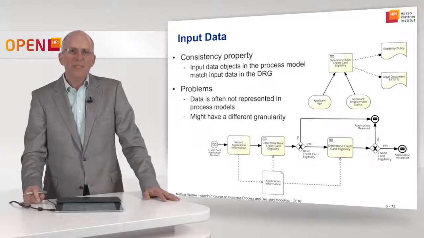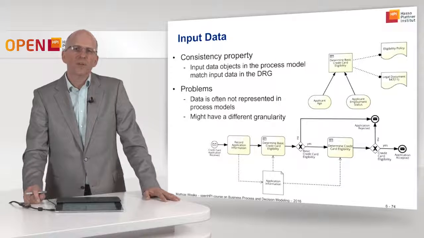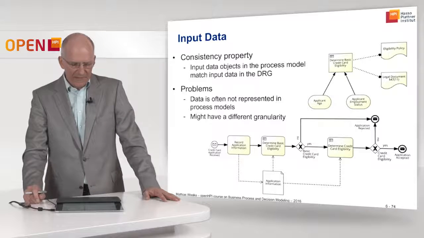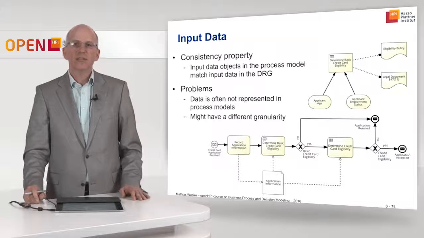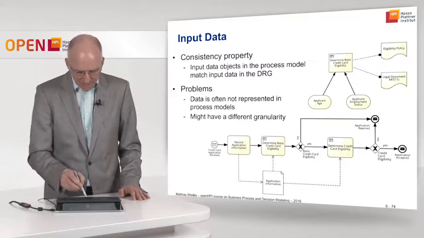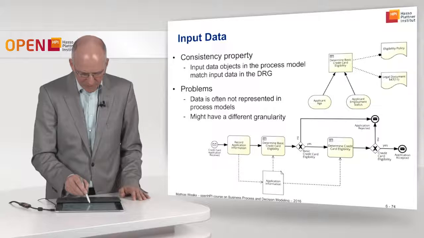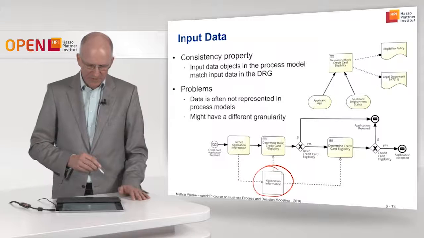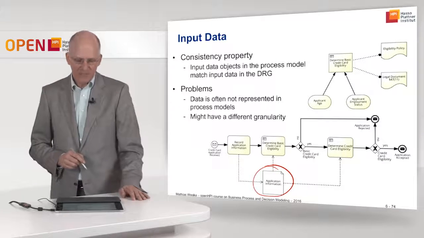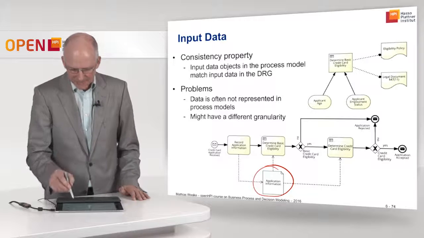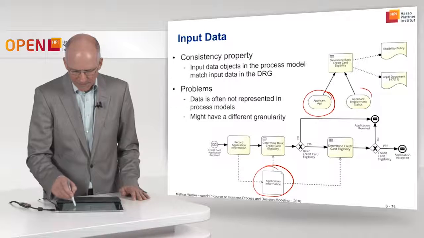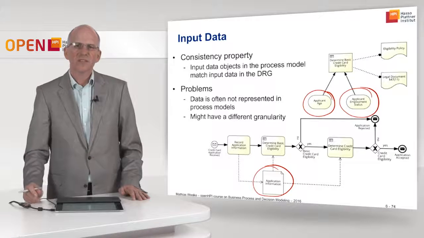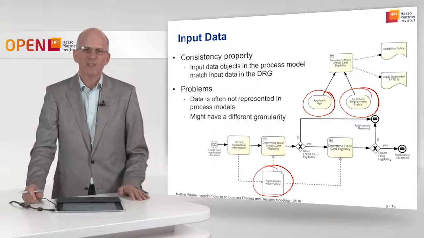If we look at input data, things are a bit more complex. The consistency property here is that input data objects in the process model need to match input data in the decision requirements diagram. So the input data object to the decision is called application information. And here in the DRG we have applicant age and we have applicant employment status. So it's not exactly a one-to-one match in this context.